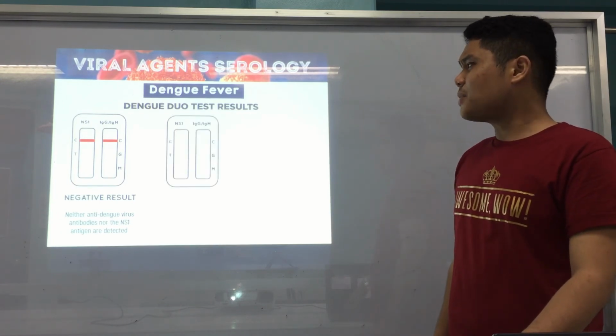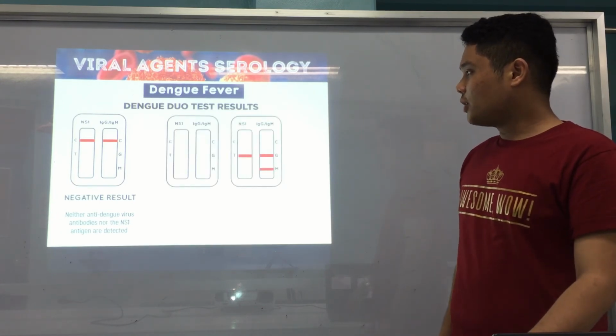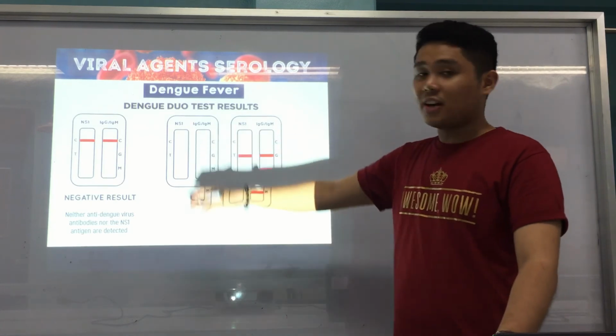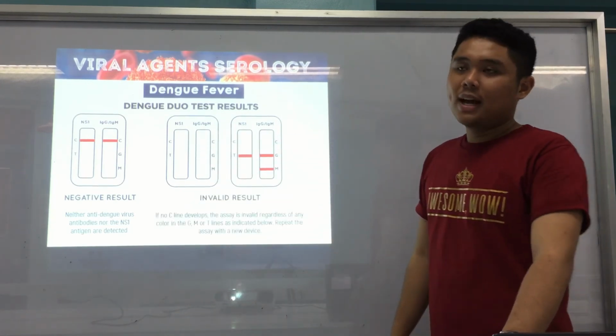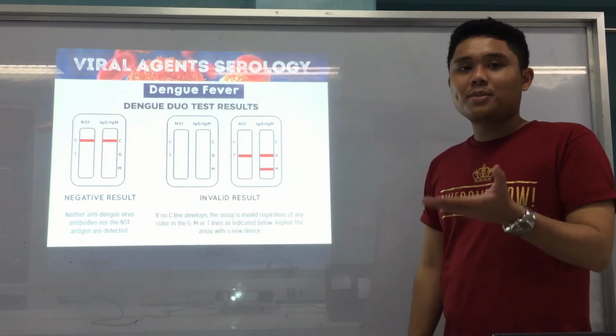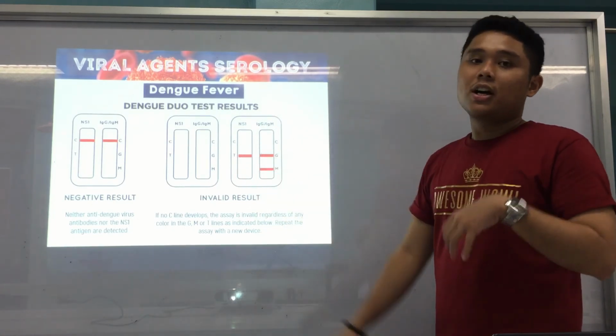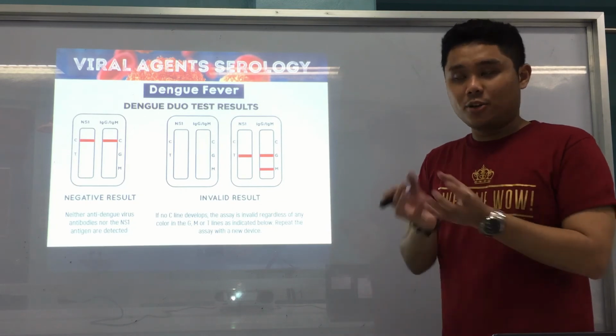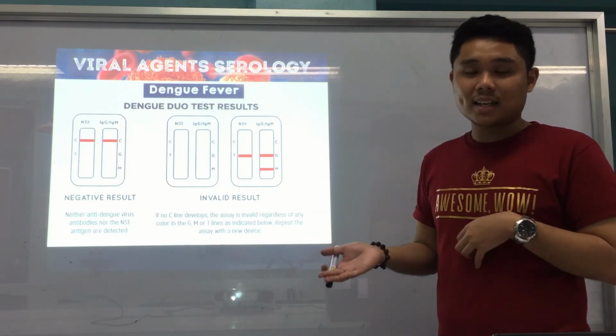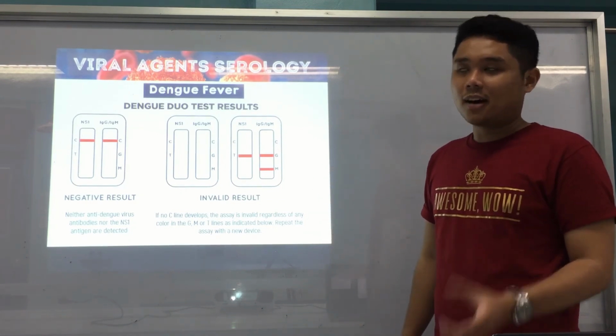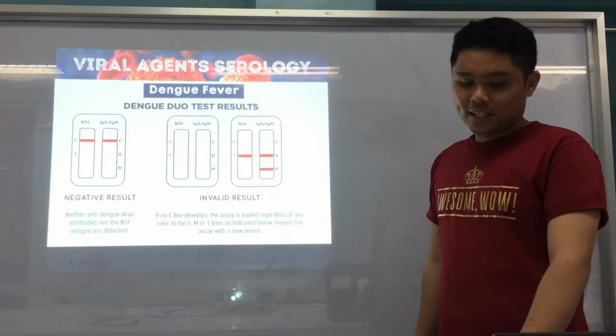Next, we have these two results. Of course, there is no control line in either. That is considered an invalid result. Again, with test kits like these, always make sure that there is a control line. And if in any case the result is invalid, retest using a different assay, using a different test kit. Maybe the test kit is damaged, or maybe it's already expired. Alright, so that's for the test results first.